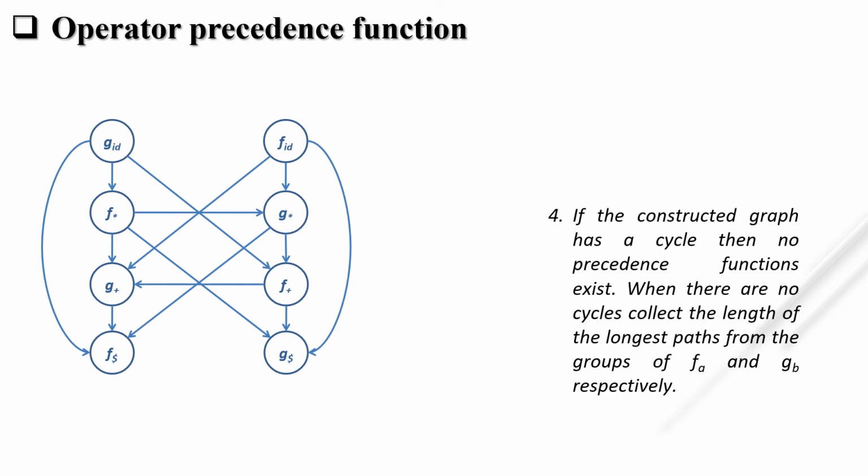So what is our next step? If the constructed graph has a cycle, then no precedence function exists. When there is no cycle, collect the length of the longest path from the group of f of a and g of b respectively. Okay. So now we are going to create the operator precedence function table that is asked in GTU. Okay.